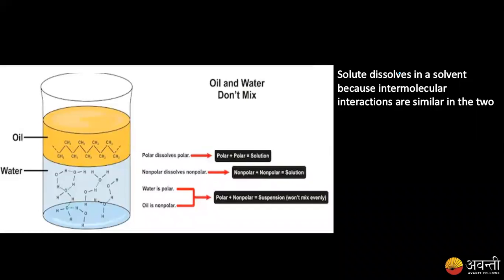Similarly, if you put oil in water, it will not dissolve. As you can see, the lower layer is water and the top layer is oil. You can try this at home as well. Take half a glass of water, put some oil in it, and leave it for some time. You will see that the oil will be at the top and the water at the bottom.